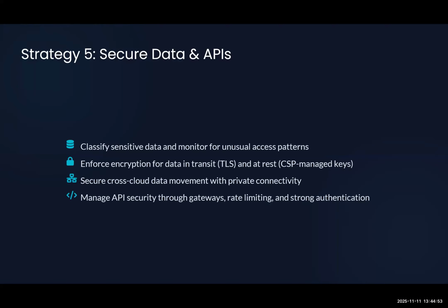The last strategy I want to talk about here is secure data and APIs. Classify sensitive data. This speaks to, in my opinion, some level of maturity. You're usually not getting to the point where you're classifying data, depending on the organization and priorities, until you've already gone through a lot of other steps. The first ones would be asset inventory, software inventory, having endpoint controls, and so on and so forth.